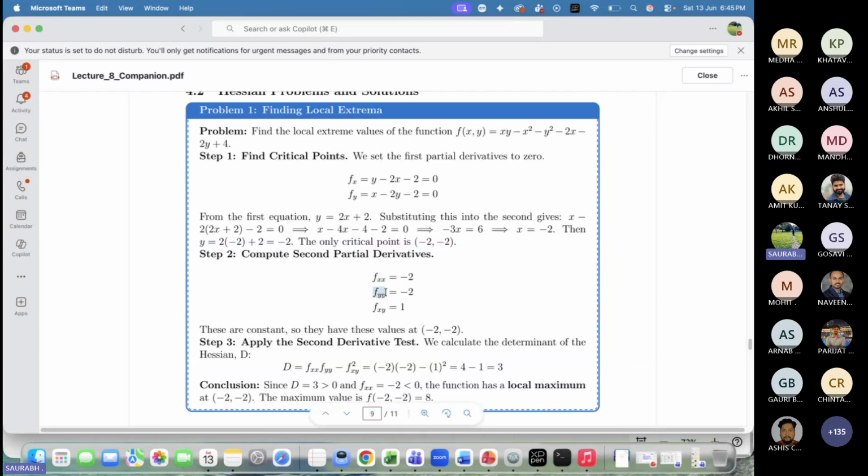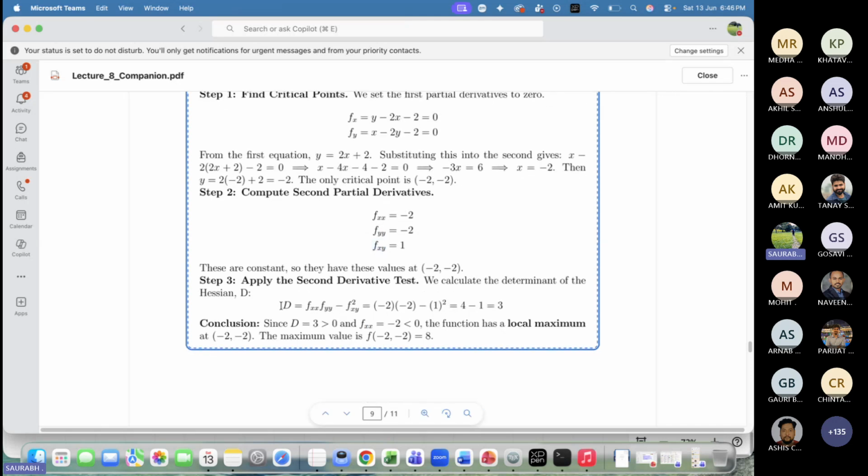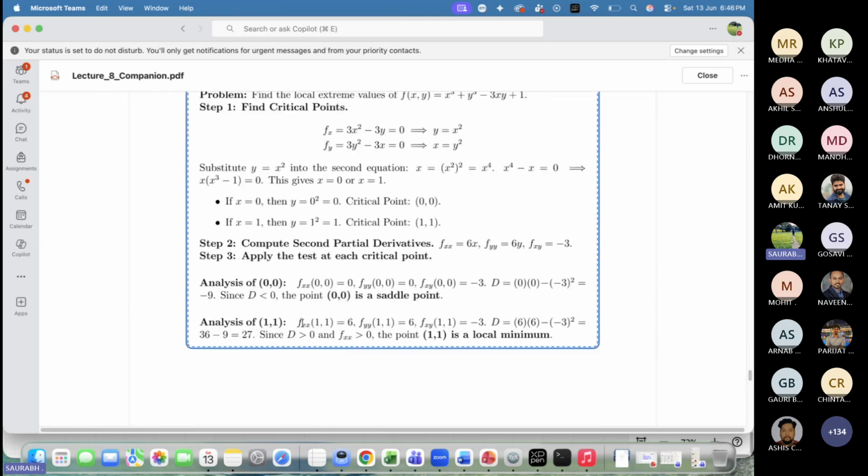You have found fxx, fyy, fxy, all of them. Then you will find the value of the determinant. The determinant is fxx times fyy, remember the cross diagonal element, minus fxy squared. This is how it comes down to: because the determinant is positive and fxx is negative, hence it is a maximum. So this is what you do, and all of these criteria are mentioned here.